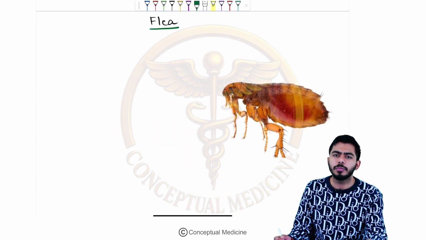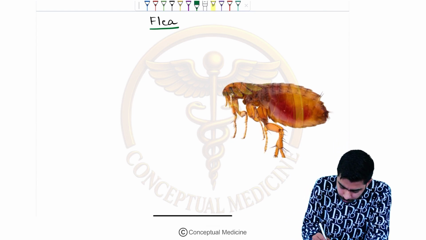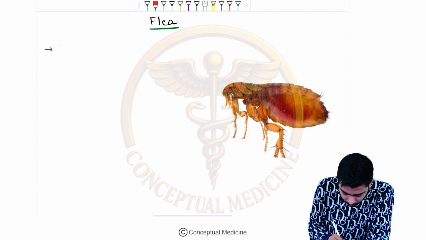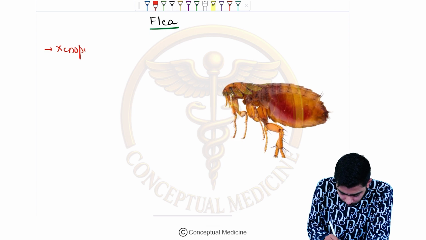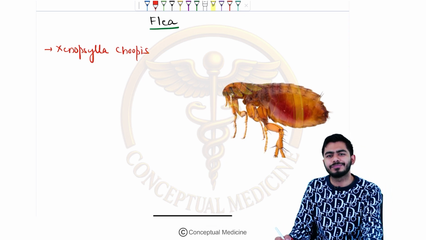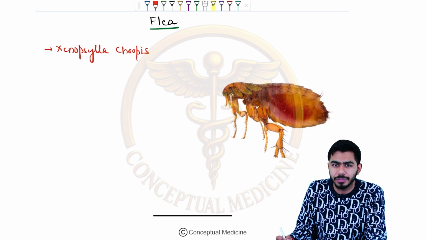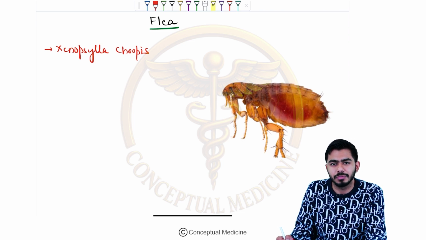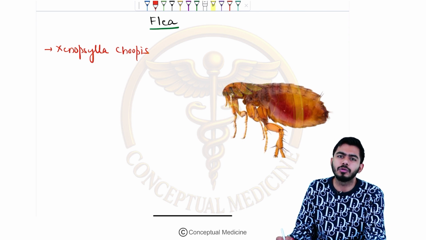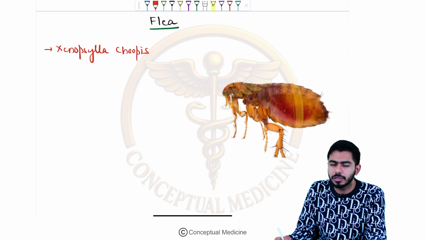Right, so now let's talk about the flea. Here it is also called Xenopsylla cheopis, and if you remember, when I was talking about communicable diseases, I also discussed the plague. In the plague, I told you about the rat flea, and there I told you it is also called Xenopsylla cheopis, right?